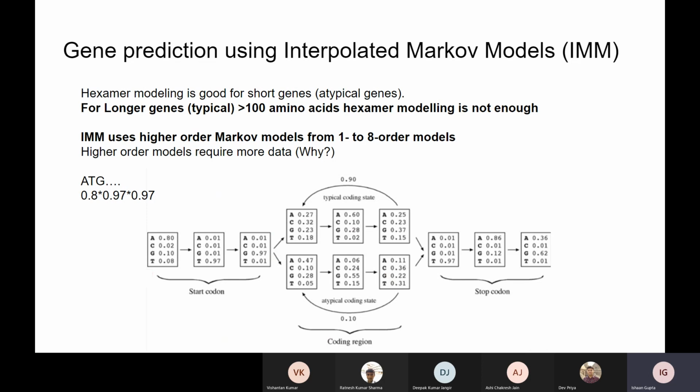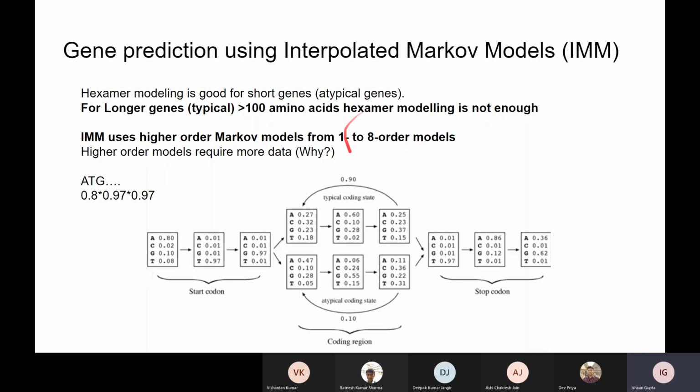These hexamer models are very good for short genes, but for longer genes, hexamer modeling is not that good. For genes much longer than 100 amino acids, you have what are called interpolated Markov models. They do not go for only a single Markov model, like a single five-mer Markov model, but have multiple Markov models, 1 to 8 order Markov models.